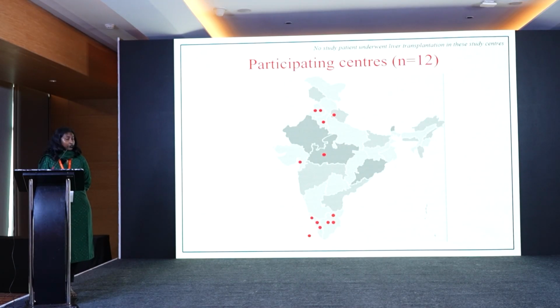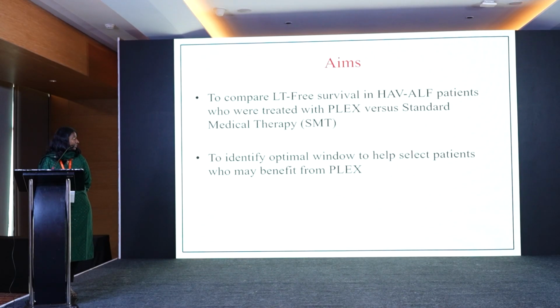These are the centers from whom we have data. We have Tamil Nadu, centers from Kerala, centers from Haryana, AIIMS Delhi, and Kochi Amrita. So overall, 12 centers from where we recruited data. The aims of this study were to compare liver transplant-free survival in hepatitis A-related acute liver failure in patients treated with PLEX as compared to standard medical treatment. We also wanted to identify an optimal window to select patients for plasma exchange in this group.